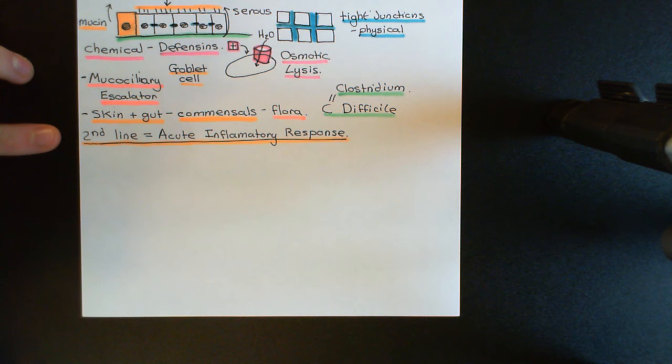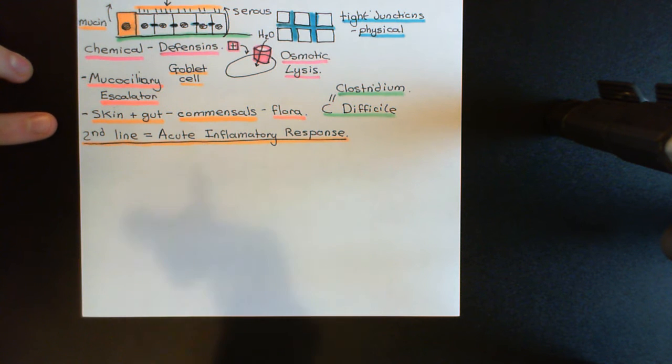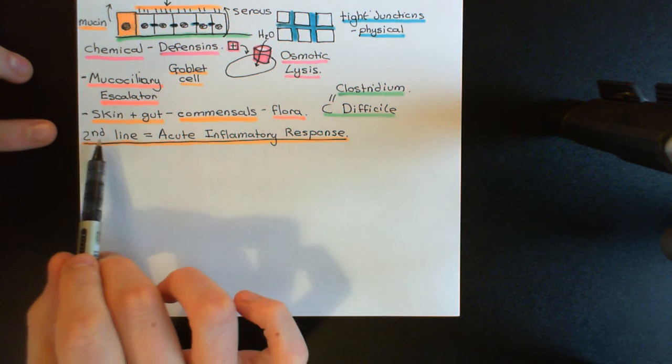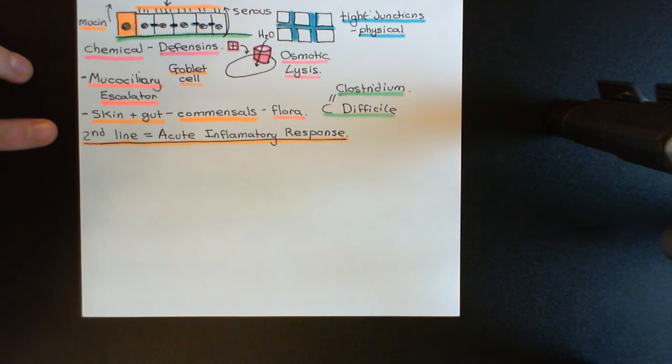Now we're going to move on to the second line of defense, and this is also going to be a non-specific mechanism. We're going to use the same mechanisms no matter what pathogen we're actually dealing with here, and it's actually called the acute inflammatory response. So more commonly than being called the second line of defense, we often call it the acute inflammatory response.